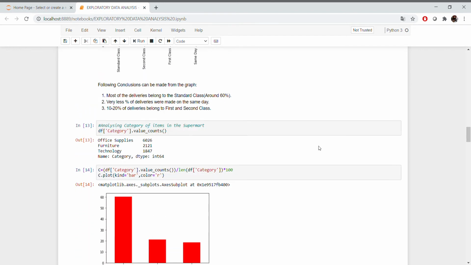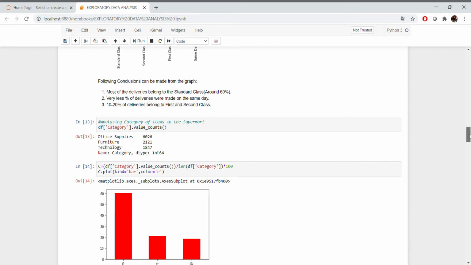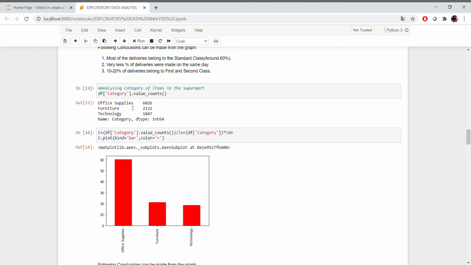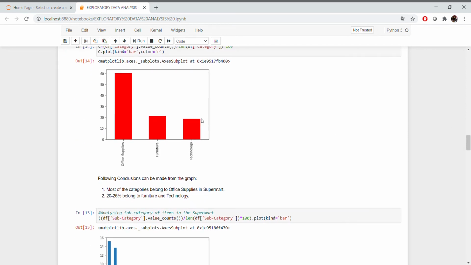Then we are analyzing the category of item in the supermarket. There are 3 categories of item: office supplies, furniture and technology. So we are plotting the graph. This is the graph, and most of the items belong to office supplies. Around 60% belong to office supplies, and only 20 to 25% belong to furniture and technology.